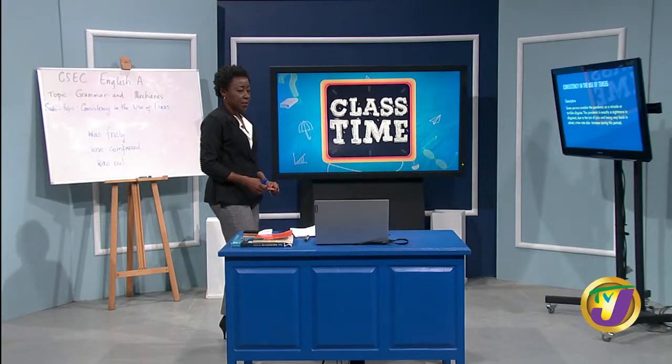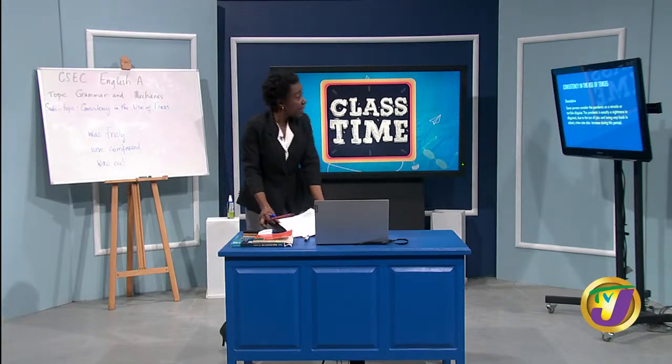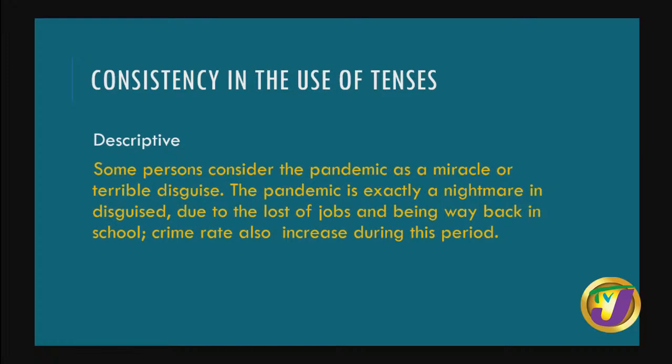This is a descriptive piece now. Some persons consider the pandemic as a miracle or a terrible disguise. The pandemic is exactly a nightmare in disguise due to the loss of jobs and being away back in school. Okay, so we are going to look at due to the what? The loss of jobs? Loss. Okay, that should be lost because the lost is the past participle and the person really wants to write in the past tense due to the loss of jobs.